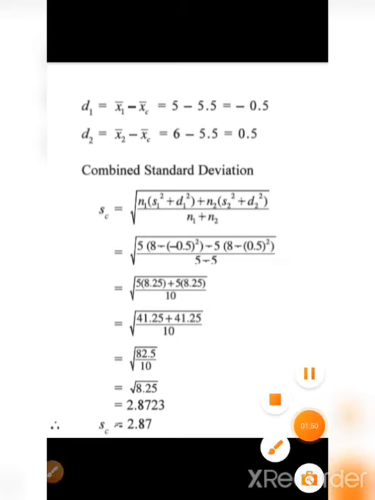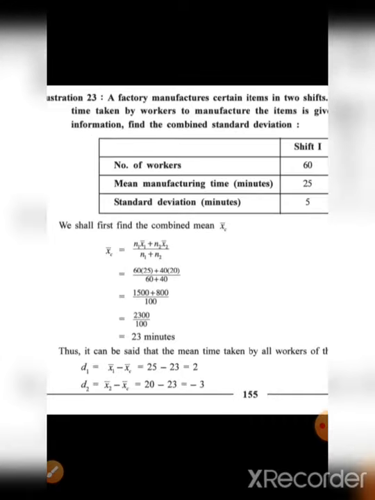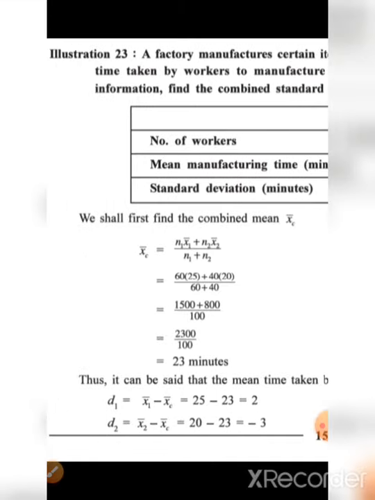Right? So we'll move further now. Now over here we shall see one more example of a combined standard deviation, but a different type of example. So let us see our example number 23.